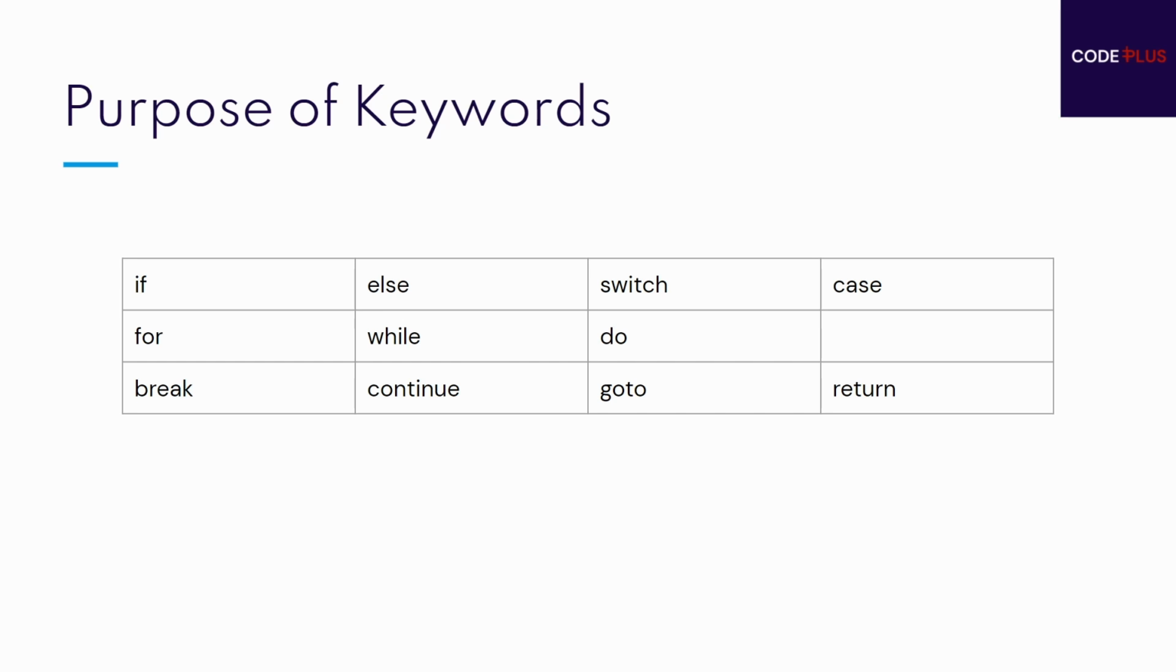For, while, do are the keywords of loops. They are used to create a loop based on a condition, so that we don't have to write needy code multiple times. Break, continue, goto, return are the keywords that control the flow of code. Break and continue can terminate or restart a piece of code respectively.